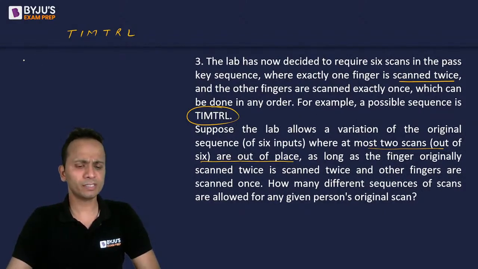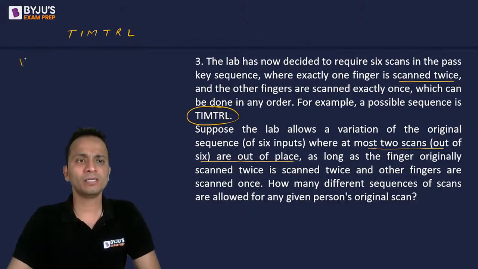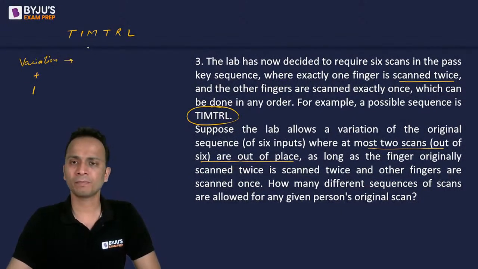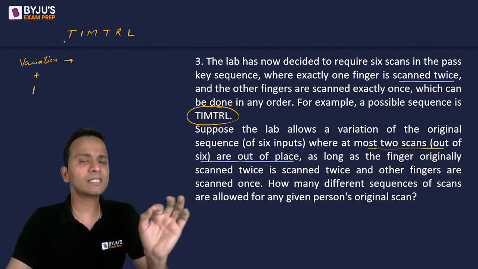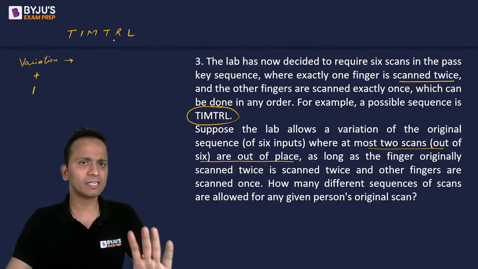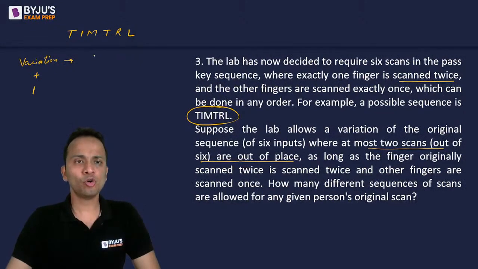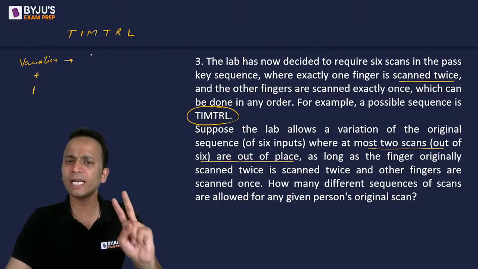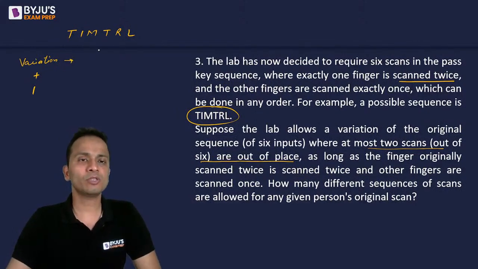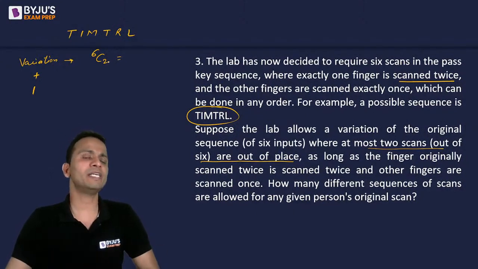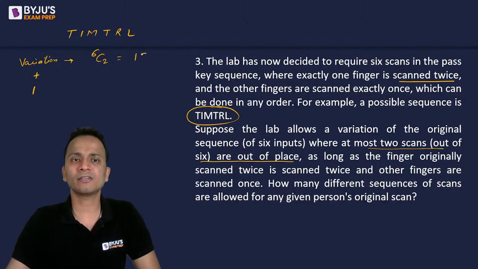Okay, so this will be solved exactly like the first question. First of all, let's calculate the variations, and then we'll add 1 for the original sequence. That will give us the answer. Now, how many variations can there be? Let's consider these 6 as different scans. I'll start by considering all of them different. If all these 6 are different and at most 2 can be out of place, the answer will be 6C2. Just like the answer to the first question was 5C2, similarly the answer to this question will be 6C2, that is 15. Okay, the value of 6C2 is 15.